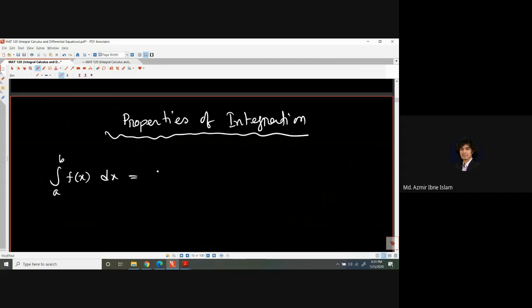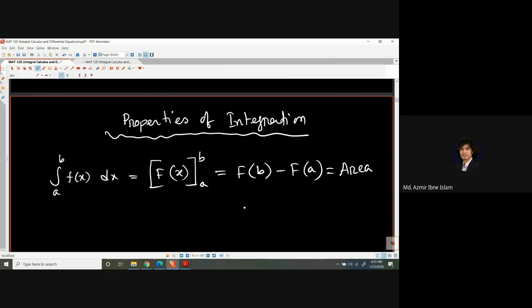So this will obviously give us an antiderivative, with upper limit b and lower limit a. That means f of b minus f of a. That is called the fundamental theorem of calculus. So try to recall these formulas every time. Try to practice the problems so that you can feel the fact of the fundamental theorem of calculus.